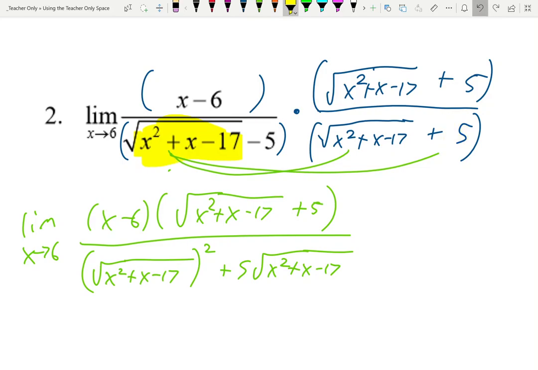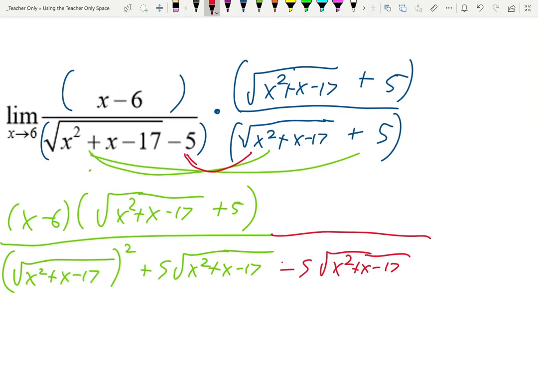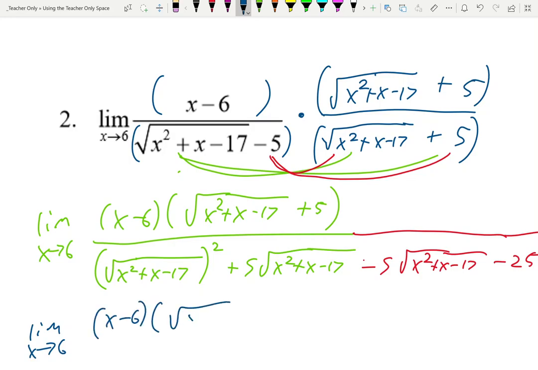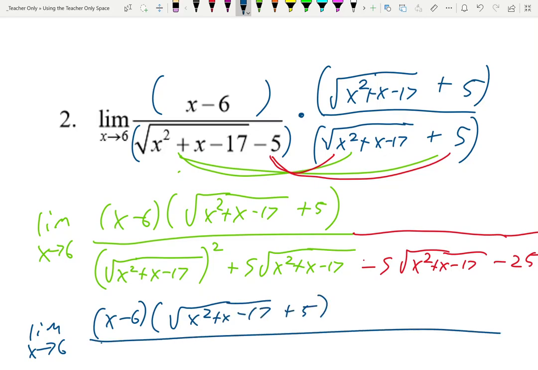Got that part, right? So now we have to distribute the negative 5. So negative 5 times, whoops, let me use a different color. Let me switch that up to a different color that'll stand out. Let's do red. So it's going to be negative 5 times this. Okay, so let's extend this out. So this is going to be negative 5 times the square root of x squared plus x minus 17. And then we're going to distribute the negative 5 and the 5. So that will make negative 25. And here we go with our simplification. Yay, algebra, right? Everybody loves algebra. Numerator, leave it alone. We already have the factor of x minus 6. We don't want to mess with it. It's our friend.